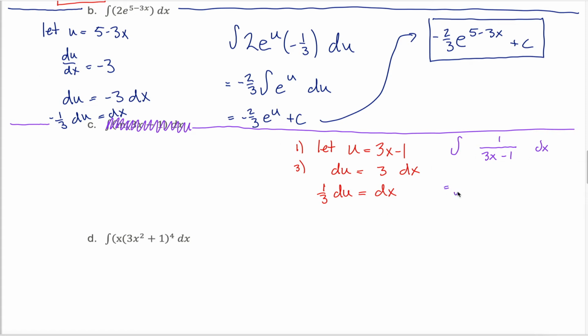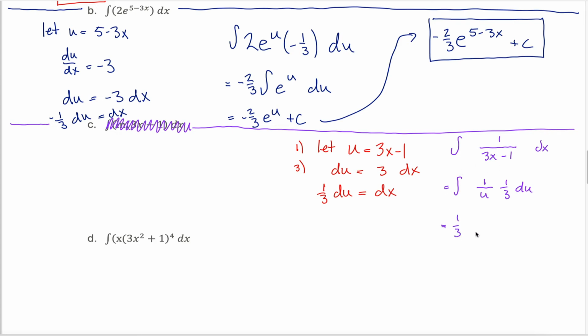First, I'm going to rewrite the integral using u as the variable instead of x as the variable. So instead of 1 over 3x minus 1, I would have 1 over u. And then instead of dx, I would have 1/3 du. This is not an integral that we know how to take with our rules, but this is an integral we know how to take with our rules.